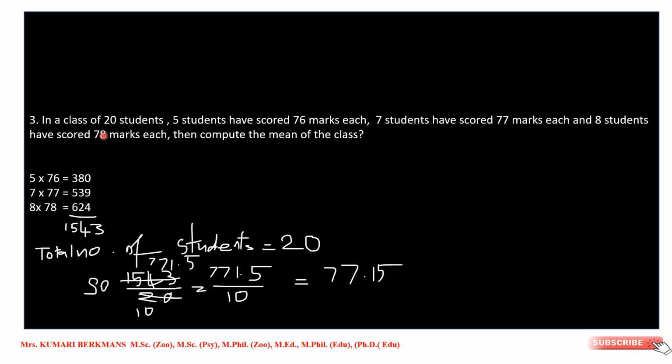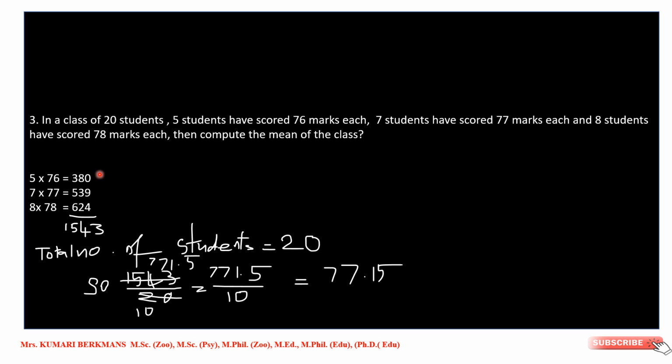See, total number of students is 20. Among these, 5 students have secured 76 marks each. So 5 into 76 is equal to 380. Then 7 students have scored 77 marks. So 7 into 77 is equal to 539. Then the rest of the students, that is 8 students, have secured 78 marks. So 8 into 78 is 624.